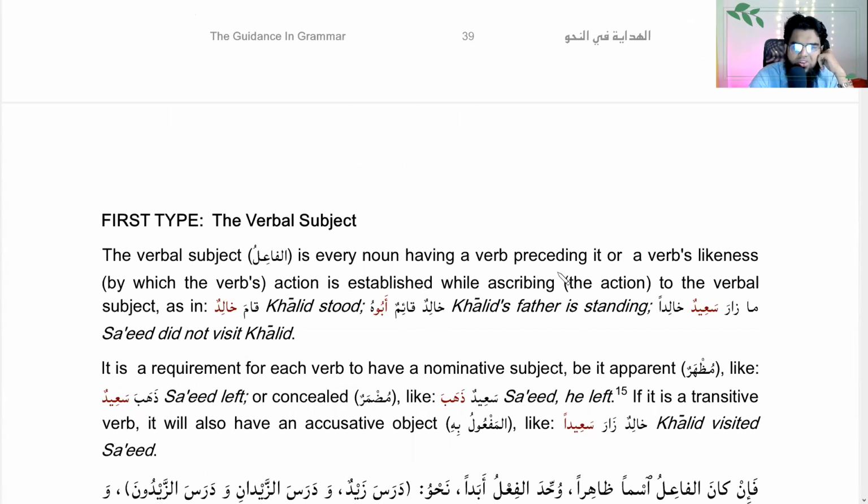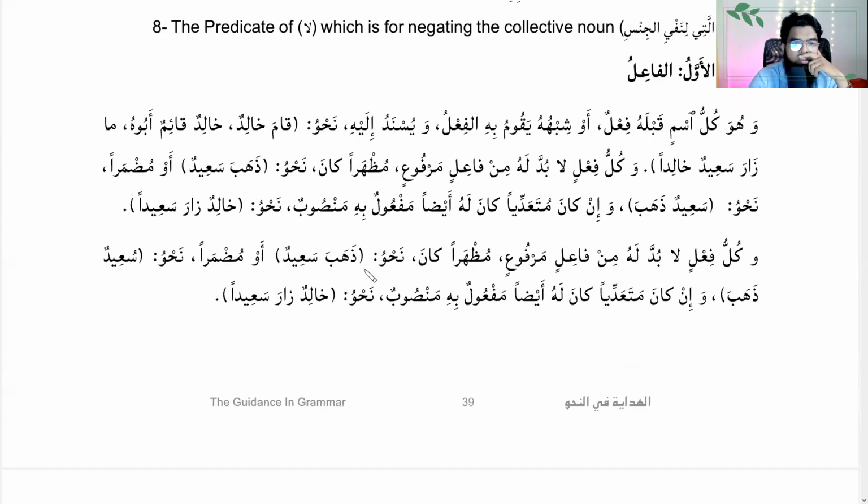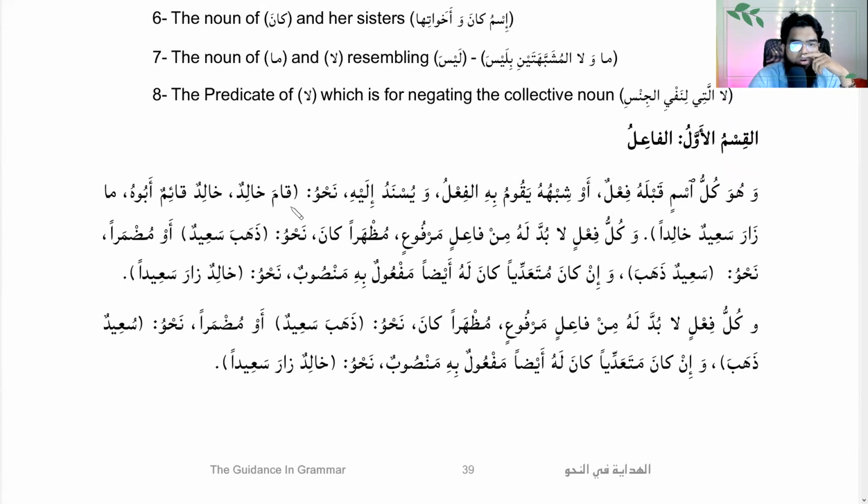Verbs, action, established, ascribing the action to the verbal subject. You're ascribing the action to Zaid, like Zaid is doing this. As in khama Khalidun. So Khalid is the fa'il, the name Khalid here. The person Khalid here is the fa'il. You are ascribing action to Khalid.